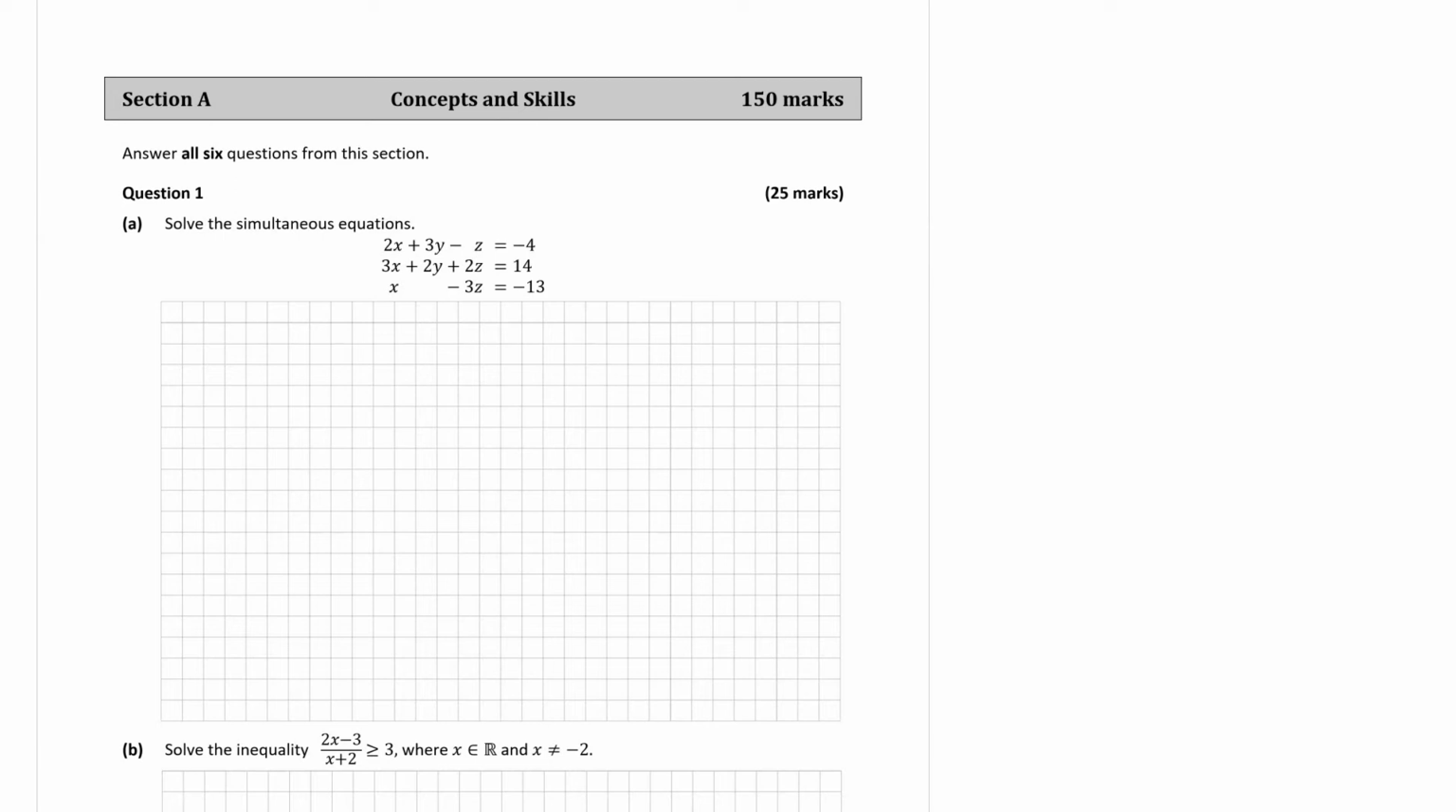Here I'm going to look at a Leaving Cert past paper question on algebra. It's involving simultaneous equations. It comes from 2018 and it involves the elimination method for solving simultaneous equations. And what I mean by that is we can eliminate one of the variables at a time.